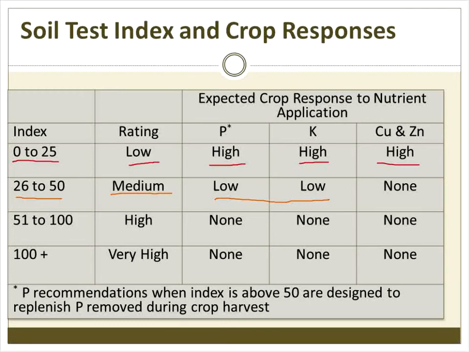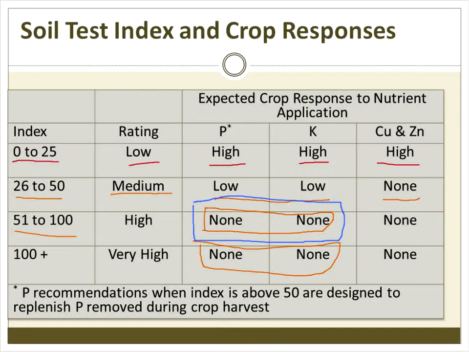Copper and zinc, above a 25, you get a recommendation back of no, don't put any out there. There's no need to. When you get into the 50 to 100 range, there's going to be no response to the phosphorus or potassium you put out there. When you get above 100, there's certainly going to be no response to the phosphorus that's put out there. But let me back up and talk about this range right here.